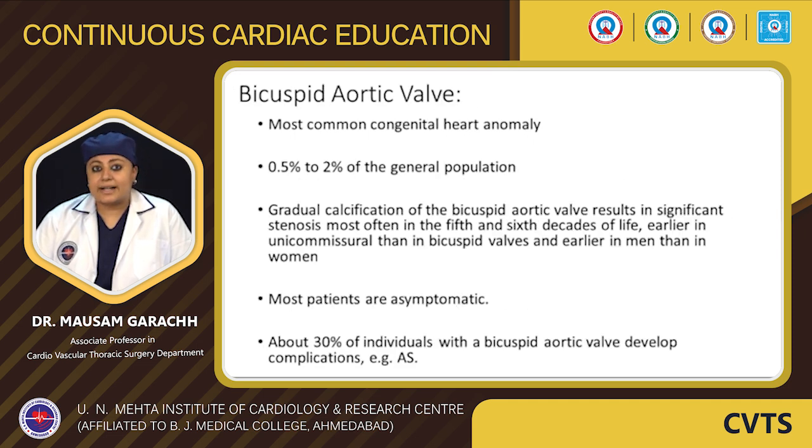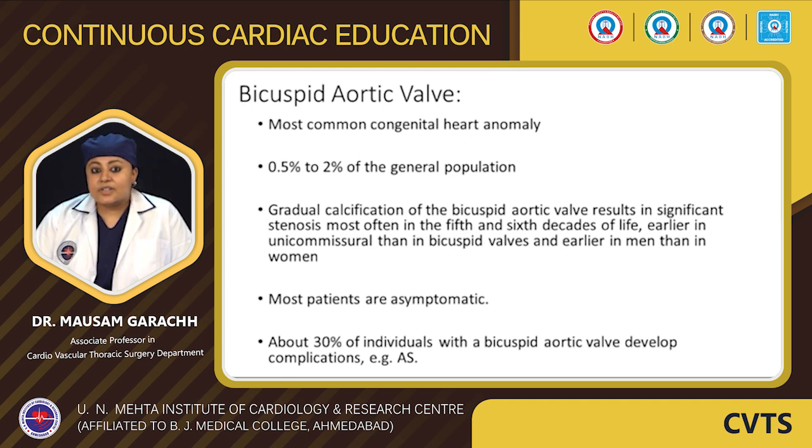Now we talk about the bicuspid aortic valve. It is the most common congenital heart anomaly, accounting for about 0.5 to 2% of the general population. Gradual calcification of the bicuspid aortic valve results in significant stenosis, most often in the 5th and 6th decades of life, earlier in unicommissural than bicuspid valves, and earlier in males than females. Most of the patients are asymptomatic.